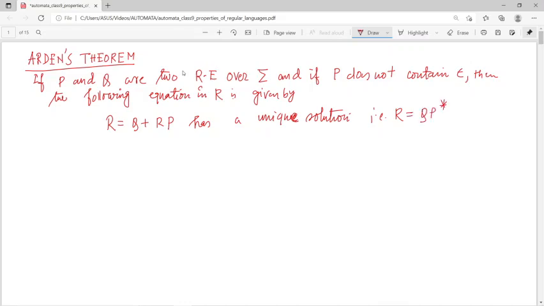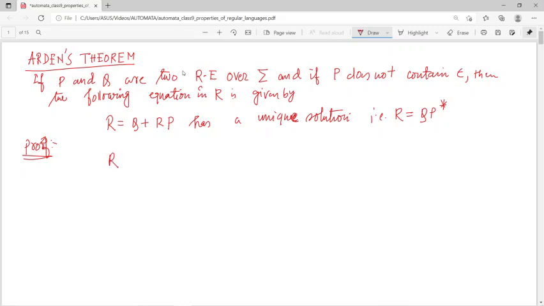So that means P and Q are two regular expressions over the input alphabet, and if P does not contain epsilon, then the following equation in R, R equals Q plus RP, has a unique solution, that is R equals QP star. That is Arden's theorem. So first we have to prove it. It may be that by just seeing the statement, it cannot be realized well, but when we solve some problems, that is one of the easiest ways to understand it.